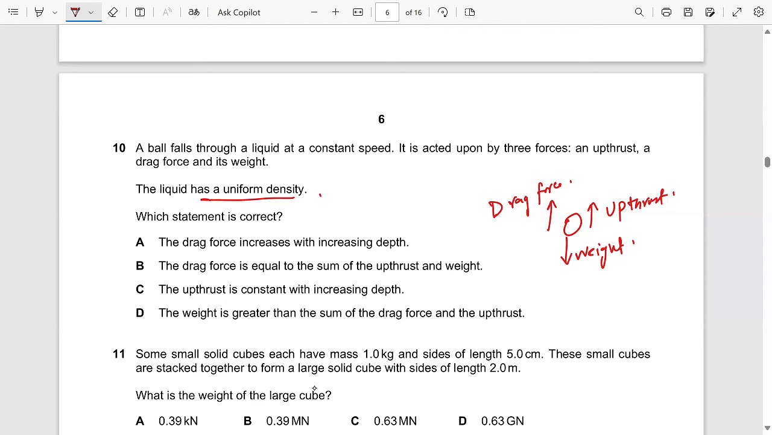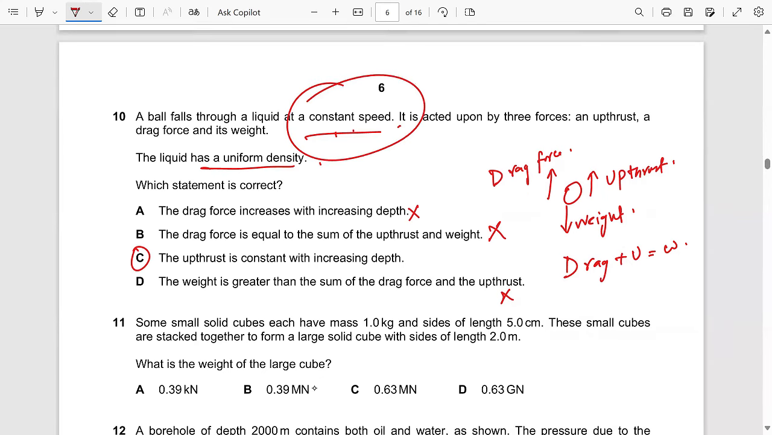Sir, C. Yes. It's moving at constant speed, so the drag force will not vary, okay? So the speed is constant. If you make the relationship, drag force plus upthrust is equal to the weight. So the option says the drag force is equal to the sum of upthrust and weight. No. Upthrust is constant with increasing depth. Yes, because the volume of fluid it displaces will remain the same. Is that clear?